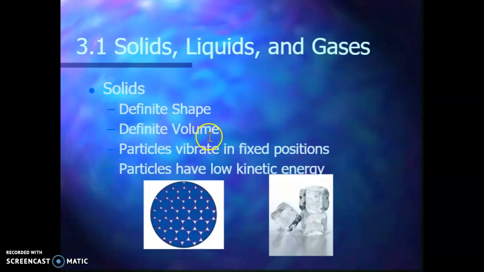As far as the particles go, the particles on a microscopic level vibrate in fixed positions. They don't bounce around and move like we'll talk about with gases. And the particles have low kinetic energy. Kinetic energy is energy due to movement. The word kinetic means movement. You'll read about that a little bit in your book.